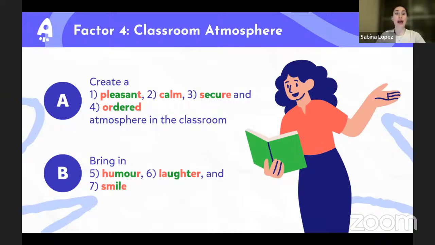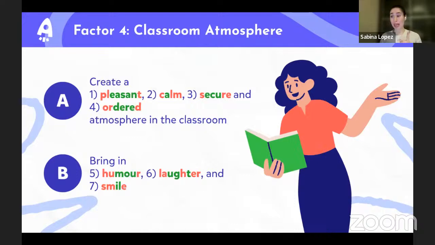The right answers are A, create a pleasant, calm, secure, and ordered atmosphere in the classroom. And B, bring in humor, laughter, and smile. Pleasant and calm means that both you and your student are feeling okay, with no or just little stress and overall good mood. Secure means that your student feels safe to learn new things and make mistakes without being criticized or overly corrected. They also rely on you to maintain order and discipline during the lesson, as well as keep up with the timing of the lesson and the coverage of the material.